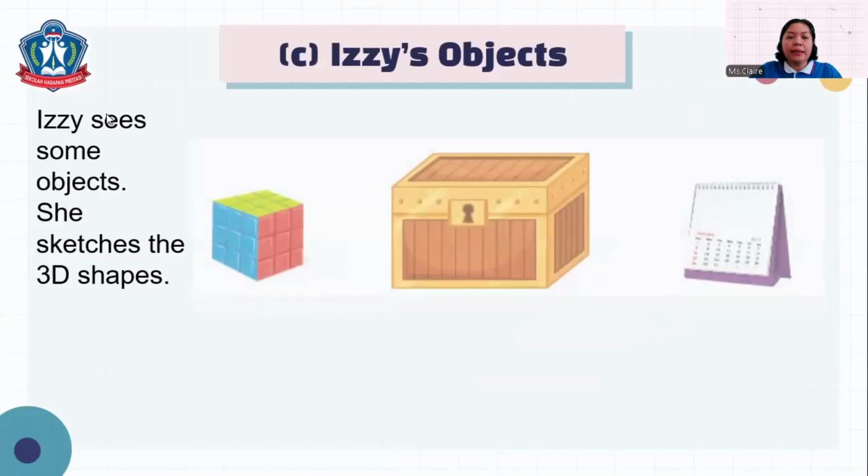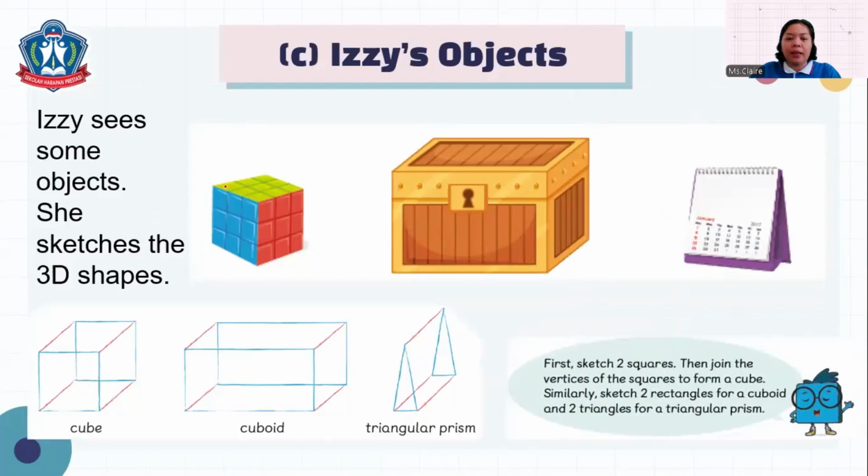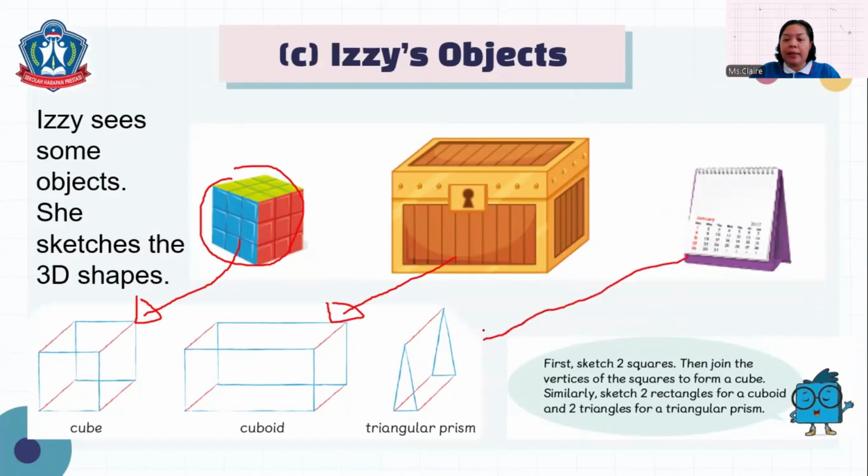Okay, Easy sees some objects. She sketches the 3D shapes. Take a look here. Are you familiar with this shape? Yes, this is a cube. So she sketched this one. This is a cube. This one is a chest or a box. This is a cuboid. And this calendar is a triangular prism.